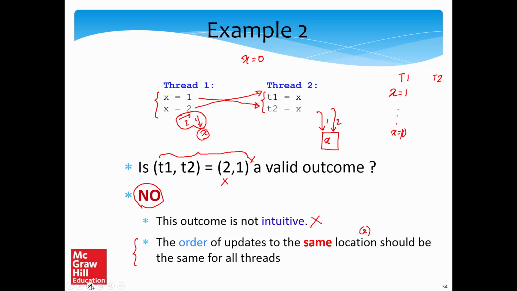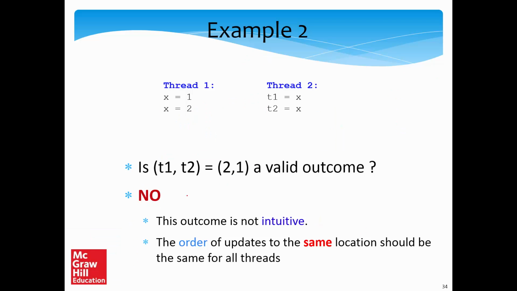So let me explain this in one more way. What is essentially happening is that this is the order axiom. Let me look at some other valid outcomes. One valid outcome can be 0 for T1, T2. One valid outcome can be 0 and 2.